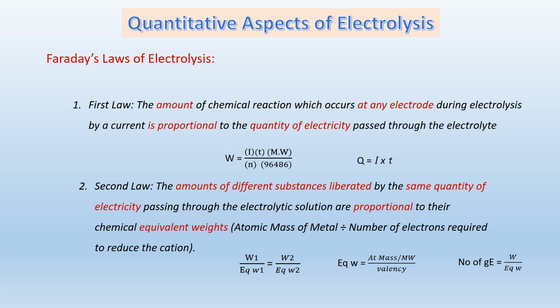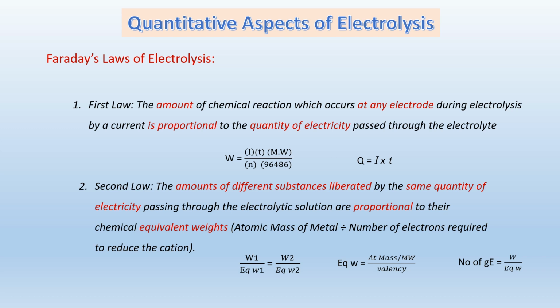Coming to the number of gram equivalents, if 31.75 gram of copper is deposited at the electrode, it is said to be 1 gram equivalent: weight divided by equivalent weight. The deposited weight is 31.75, the equivalent weight is 31.75, so they cancel, and we get the number of gram equivalents as 1, right? And if 63.5 gram is deposited, the number of gram equivalents is 2. So you understand what equivalent weight and number of gram equivalents are.